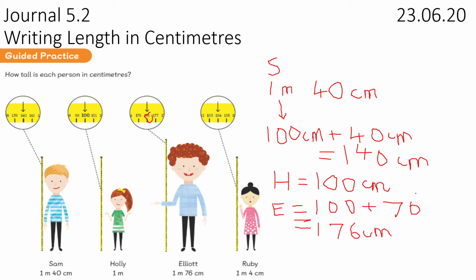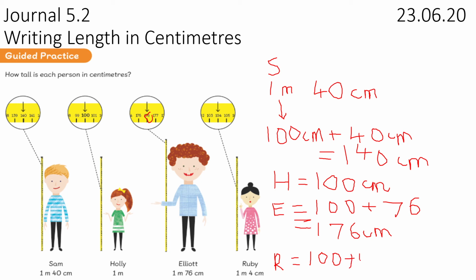And finally, that's supposed to be a 6 by the way. Finally, Ruby is 1 metre and 4 centimetres. We can see her there. So we're going to change that metre into how many centimetres? 100. And we're going to add 4.